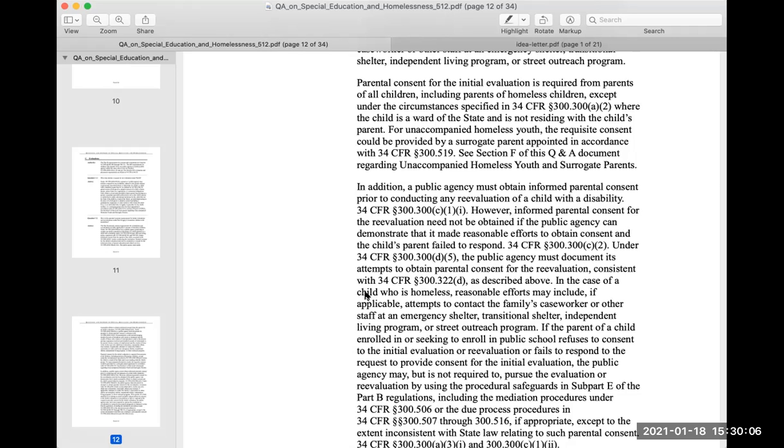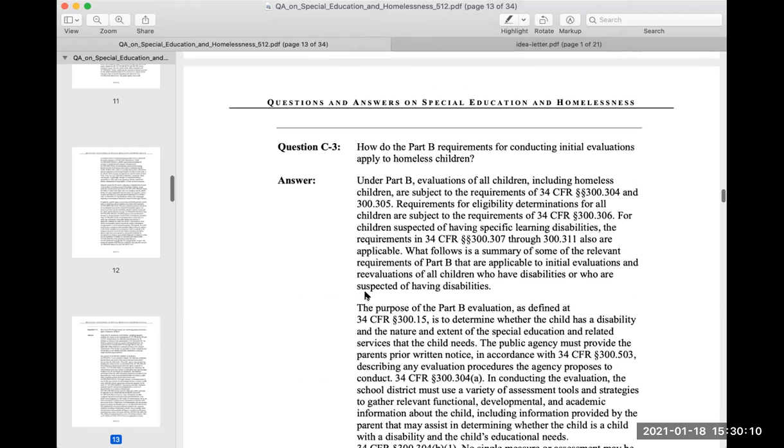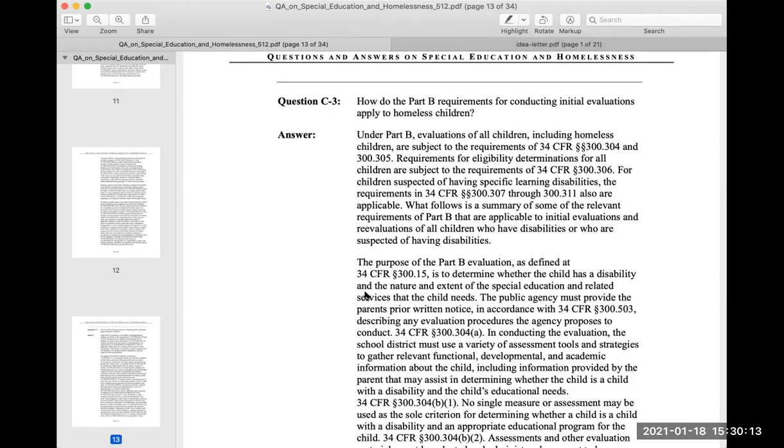Questions and answers on special education and homelessness. Question C3. Answer. How do the Part B requirements for conducting initial evaluations apply to homeless children? Under Part B, evaluations of all children, including homeless children, are subject to the requirements of 34 CFR paragraphs 300.304 and 300.305. Eligibility determinations for all children are subject to the requirements of 34 CFR paragraph 300.306. For children suspected of having specific learning disabilities, the requirements in 34 CFR paragraphs 300.307 through 300.311 also are applicable.